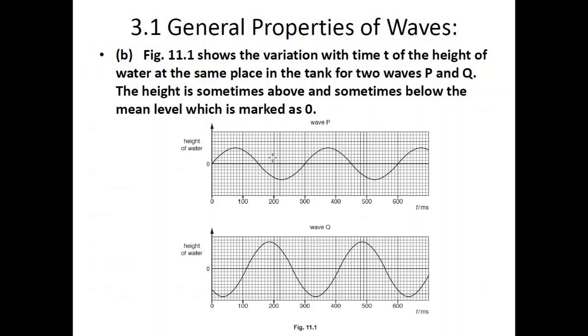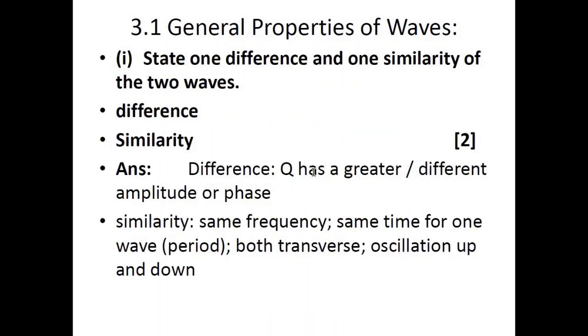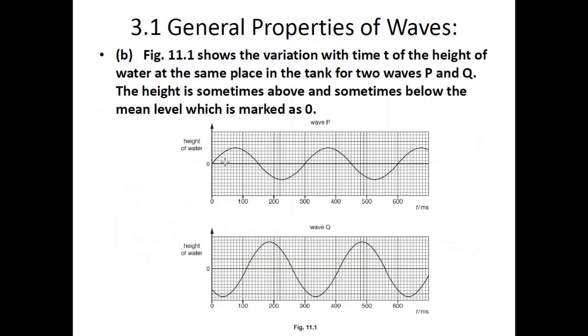The figure shows the variation with time of the height of water at the same place in the tank for two waves P and Q. The height is sometimes above and sometimes below the mean level, which is marked at 0. This part and this part. State one difference and one similarity of the two waves. The difference: Q has a greater amplitude. As you can see, this height is greater than this height.